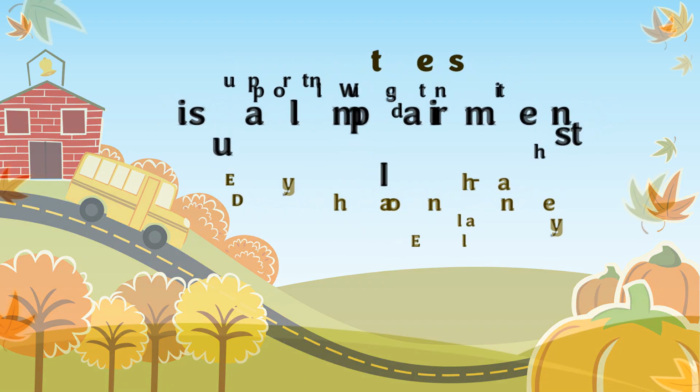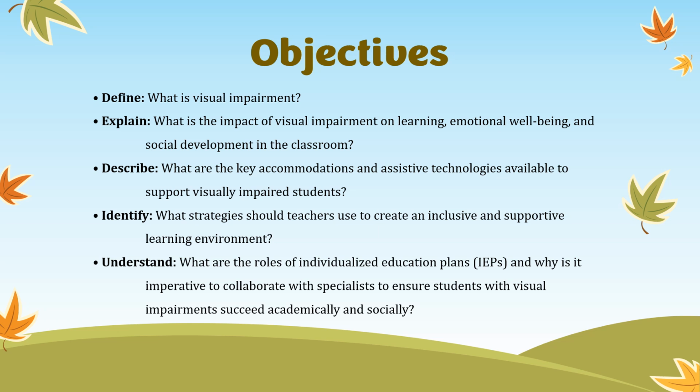The objectives are to define what visual impairment is, to explain what the impact of visual impairment is on learning, social, and emotional well-being, to describe what the key accommodations and assistive technologies are, to identify what strategies teachers should use, and to understand what the roles of IEPs and specialists are in the classroom.